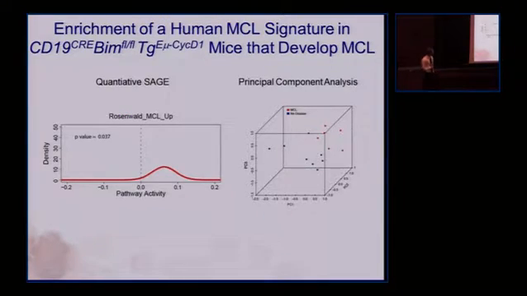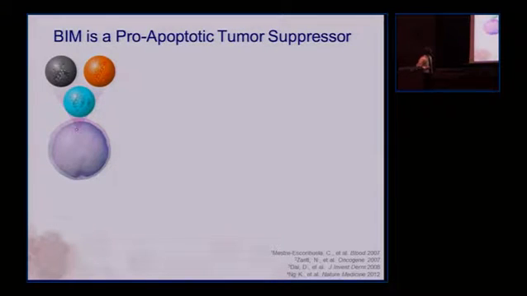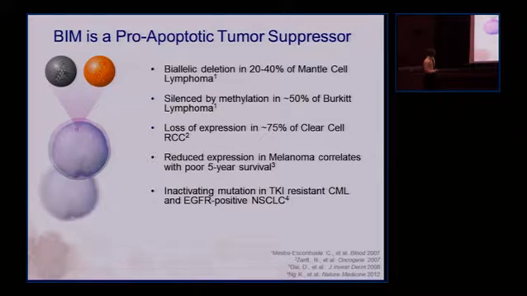Perhaps most interestingly, we found enrichment of a signature defined for human mantle cell lymphoma that was derived by Lou Staudt's group when they compared mantle cell lymphoma versus other human B-cell lymphomas. Within our mice, if we took that gene set, we could independently separate our groups of mice that developed the disease and didn't using principal component analysis. So this suggests that BIM might play a pathogenic role within the disease of mantle cell lymphoma.